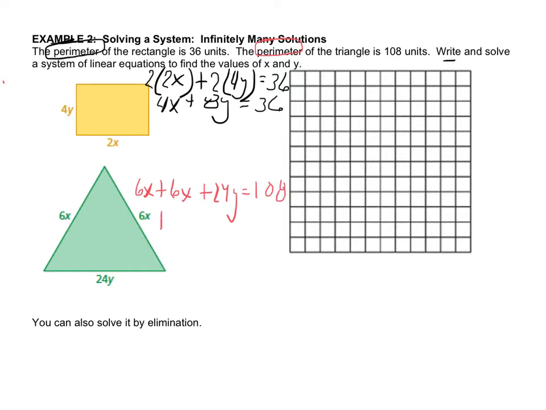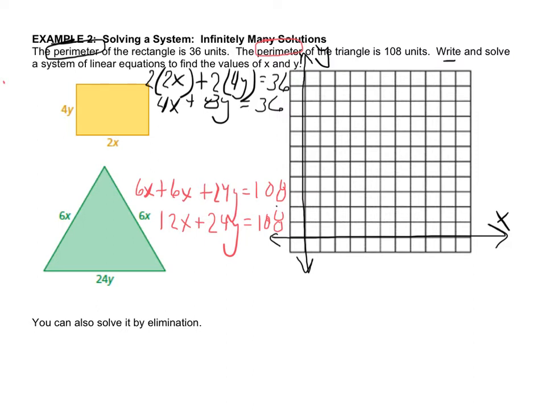And again, I can simplify a little bit better to get 12x plus 24y equals 108. So there's the first part, just writing our system: 4x plus 8y equals 36, 12x plus 24y equals 108. So we're going to try the graphing method first. So we're going to graph these two.